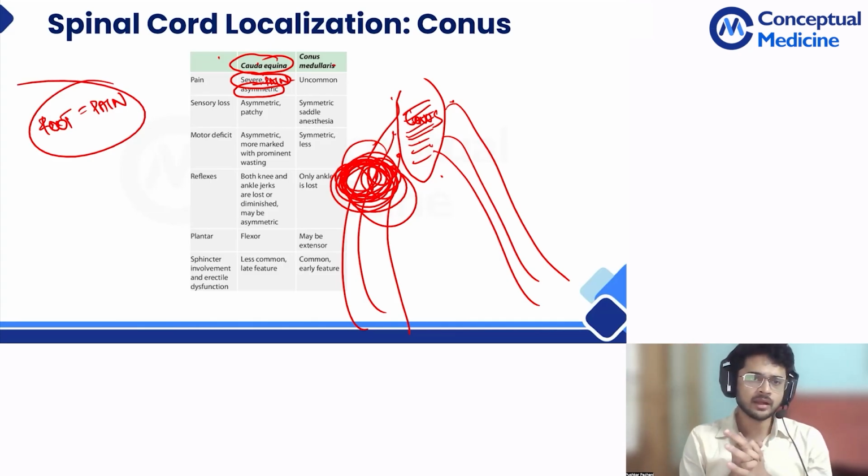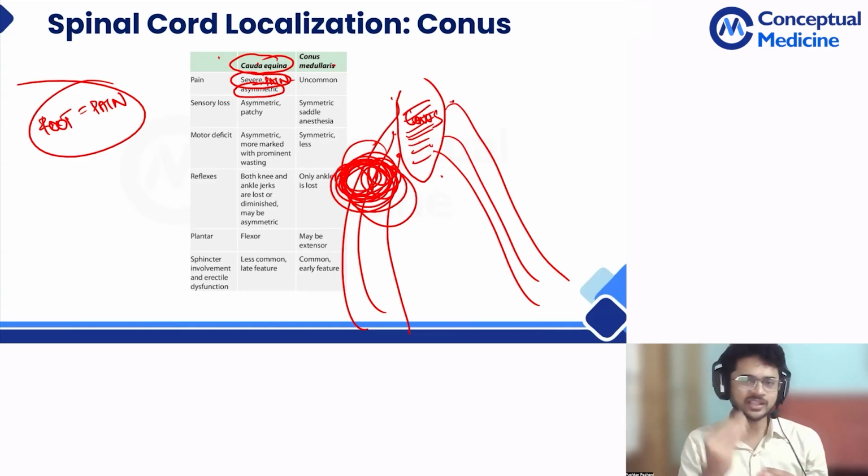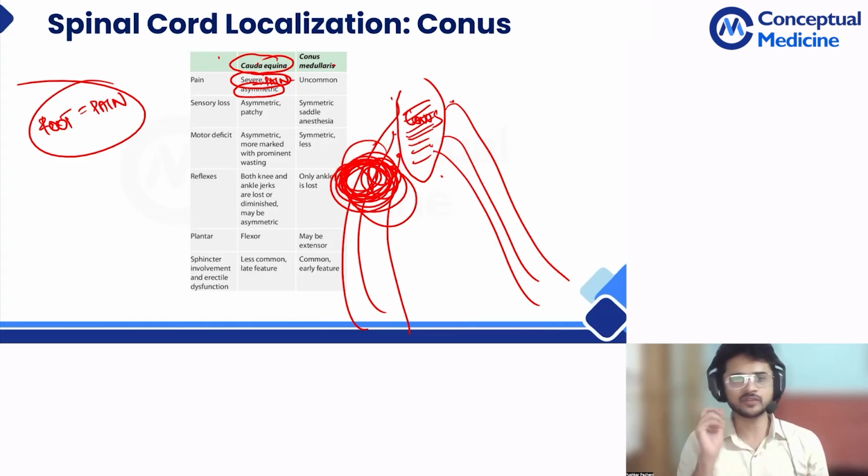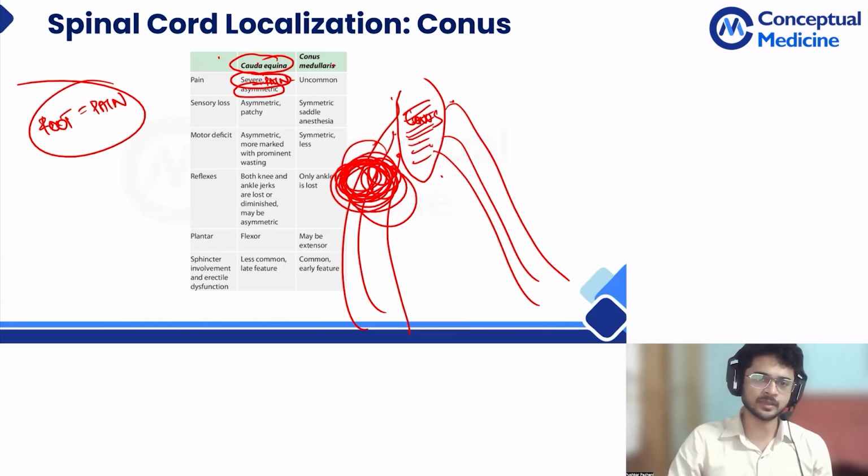So remember that for each segment of localization, there is one specific feature. So for neuromuscular junction, it's fatigability. For myopathy, it's proximal involvement with normal reflex. So each part of the neuroaxis has a specific feature which gives us a clue that yes, it might be this. So when it comes to root, it's always pain. So cauda equina is a root involvement, so you're going to have severe pain, and the involvement is usually asymmetric. Similarly, the sensory loss is going to be asymmetric in cauda equina. It's going to be quite patchy.